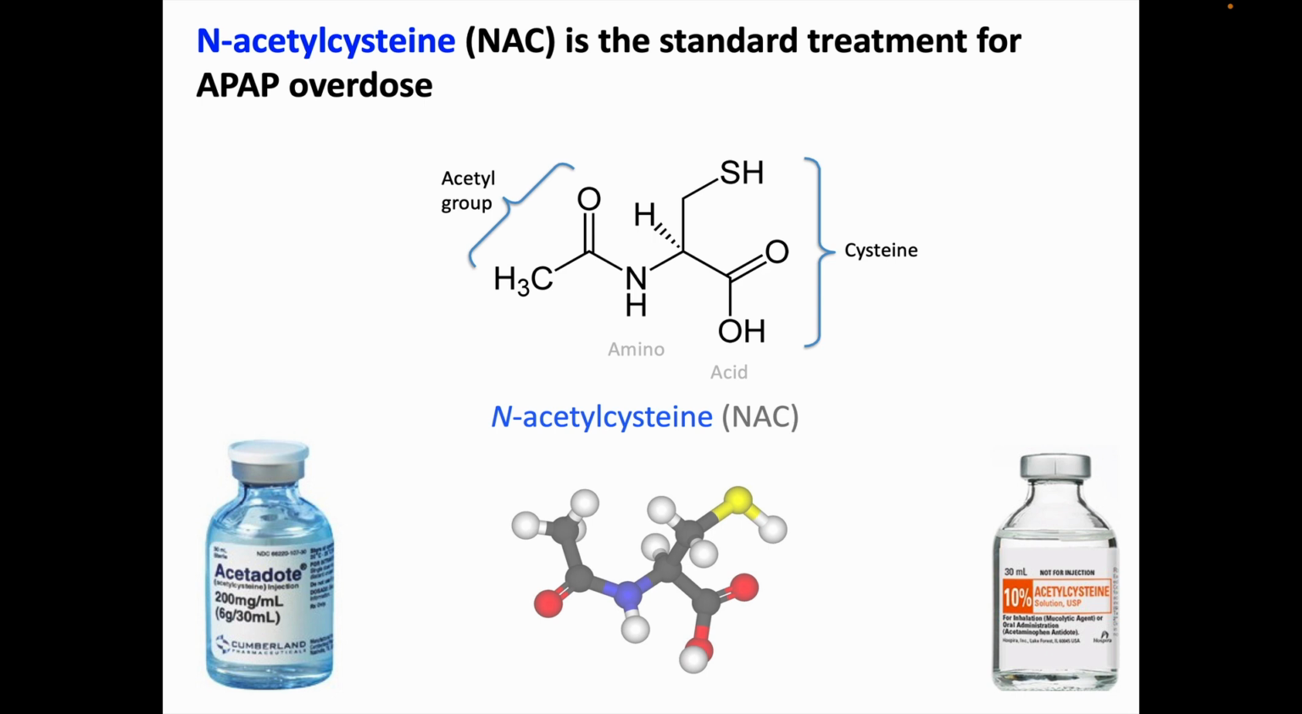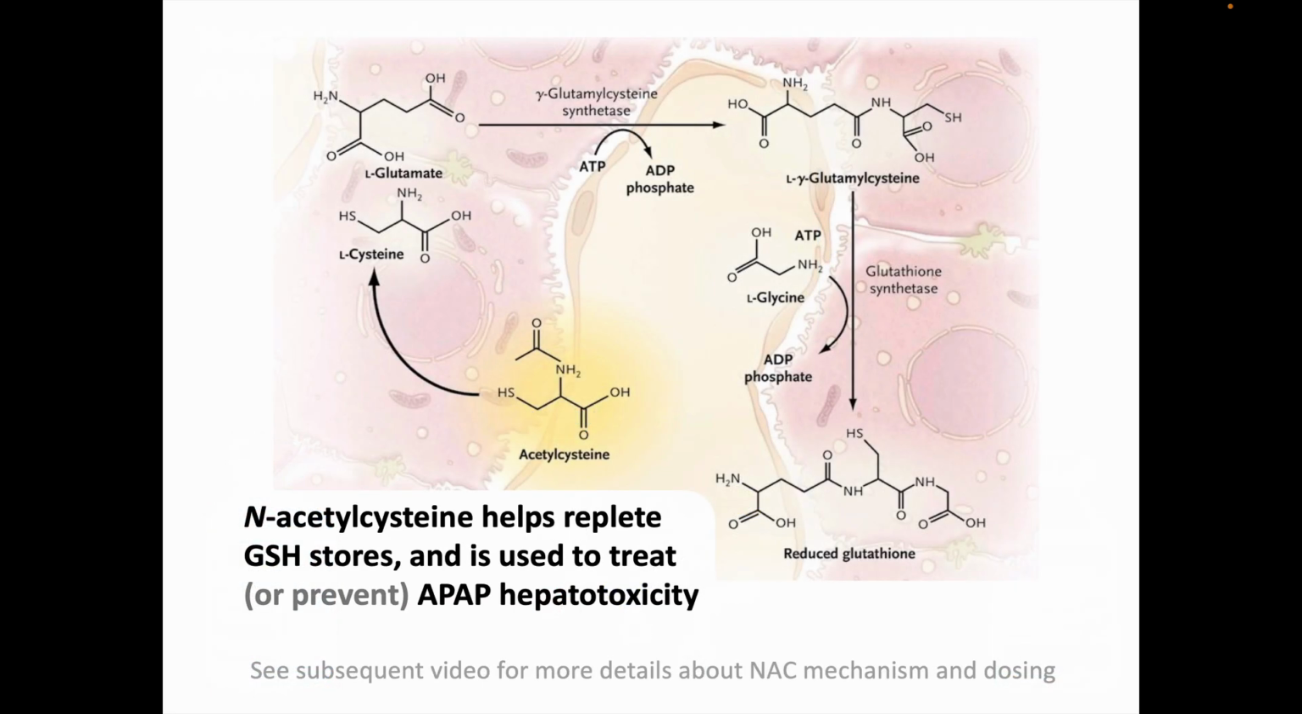As already mentioned a few times, the standard treatment, the antidote as it were, for acetaminophen overdose is N-acetylcysteine. This is a molecule where an acetyl group is connected to the N, or the amino group of cysteine, an amino acid, thus N-acetylcysteine, or NAC. N-acetylcysteine works to treat or to prevent acetaminophen hepatotoxicity by repleting glutathione. As shown here, it's only a few metabolic steps to convert NAC into glutathione. More details about NAC's mechanism of action and how it's dosed will be in a separate video.